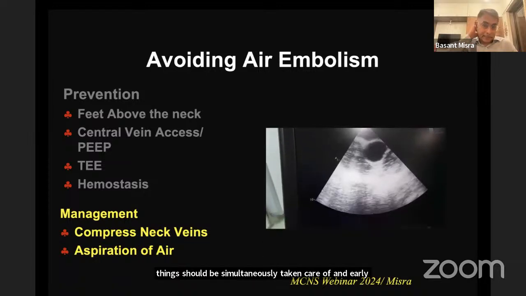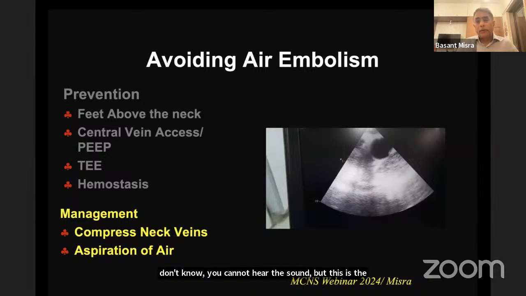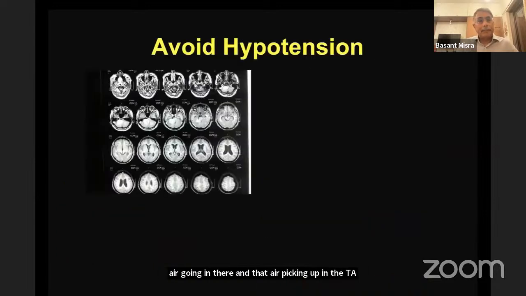And this is one TEE. You can see the air there. You cannot hear the sound, but this is the air going in there, and that air picked up in the TEE is much before any changes that happen to the patient.